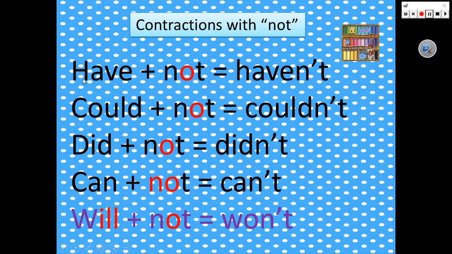And you can see that have did not change here. Could did not change here. It's the same in both. Okay, did not, same thing, take out the O, put an apostrophe in its spot.